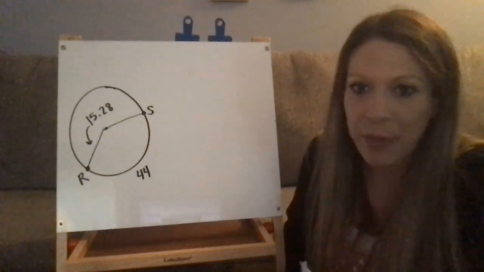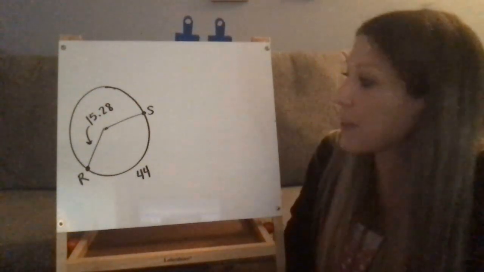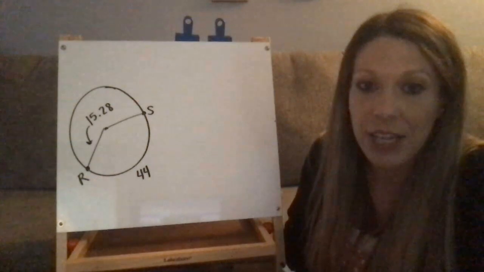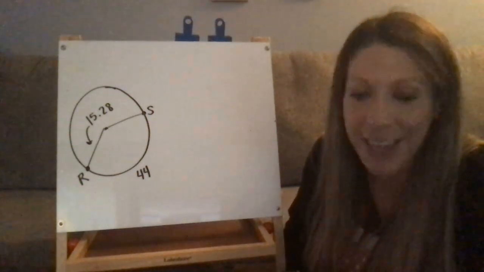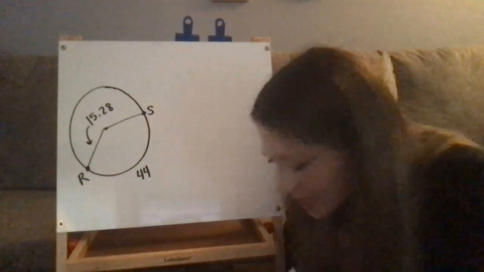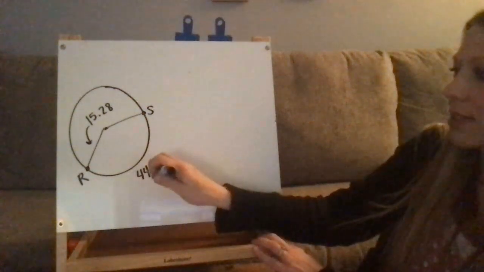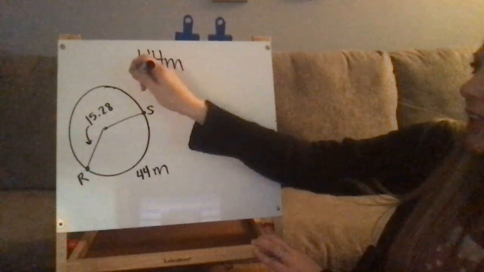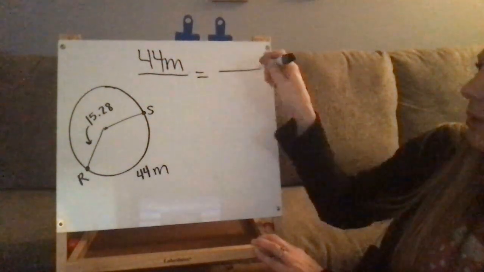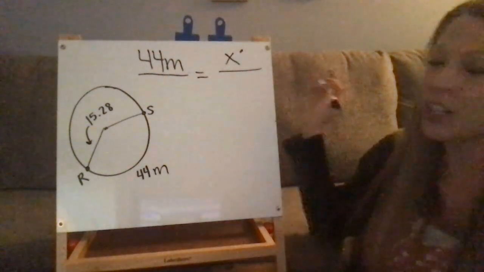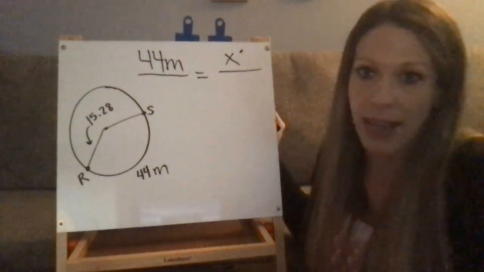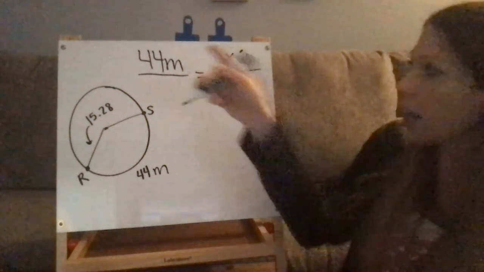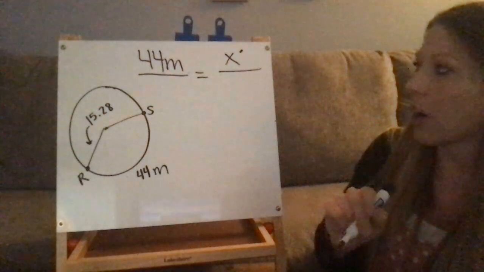All right, last example from the front side. We're looking for the measure of RS. Notice that we know what the length from R to S is. It tells us that the length is 44 meters. What we're missing is how many degrees it is from R to S. So those are our parts.